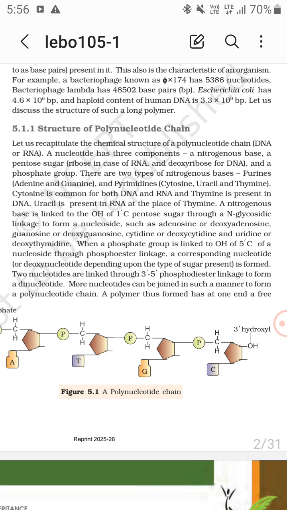A nitrogenous base is linked to the OH of the 1' carbon of a pentose sugar through an N-glycosidic linkage to form a nucleoside. Examples are adenosine, deoxyadenosine, guanosine, deoxyguanosine, cytidine, deoxycytidine, uridine and deoxythymidine. A phosphate group is linked to the 5' OH of a nucleoside through a phosphoester linkage to form a nucleotide or deoxynucleotide, depending upon the type of sugar present.